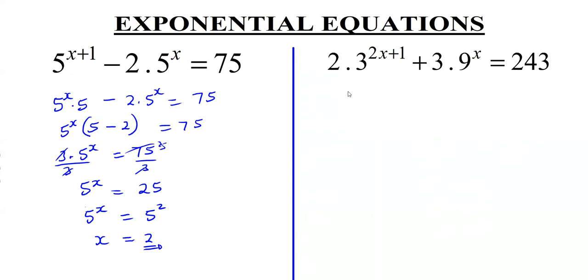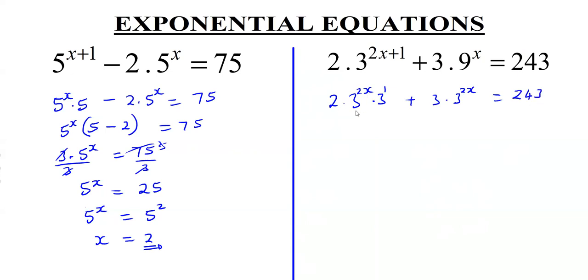Let's see here what we have and see how far we can go with this one. What you see is that you have got 2 times 3 to the power of 2x. Here you split them, 3 to the power of 1. So if I just put 1 here, plus 3 times 3 to the power of 2x, because remember 9 is 3 to the power of 2, is equal to 243.